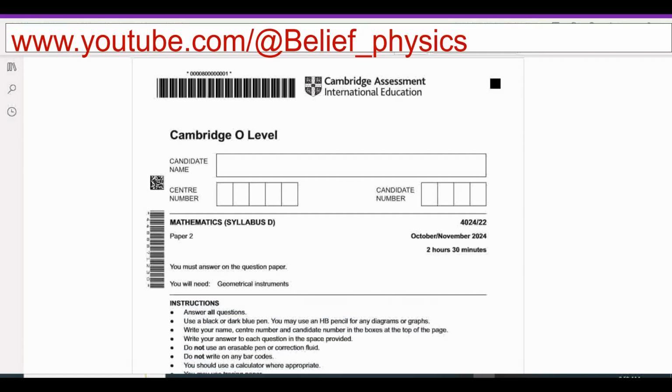Today we have to solve O-Level Mathematics 4024 October/November 2024 Paper 2 Variant 2, so it is 4024/22. So let's start it.